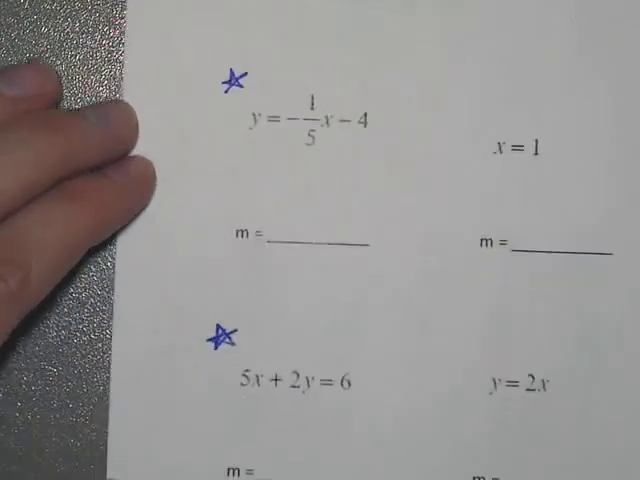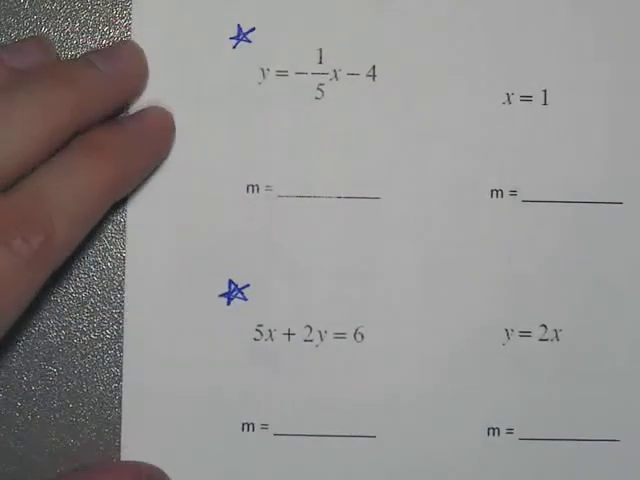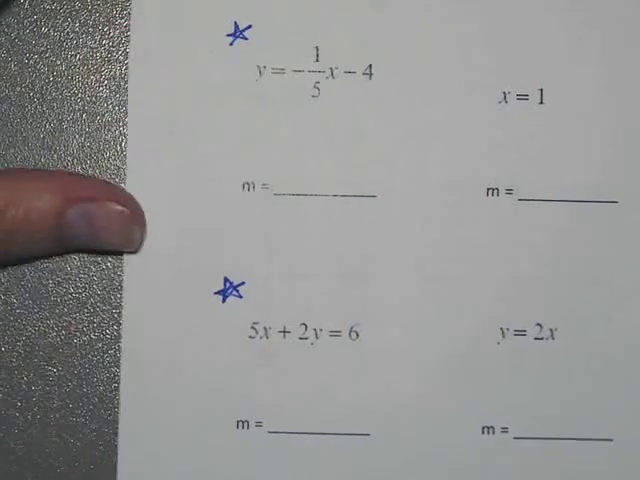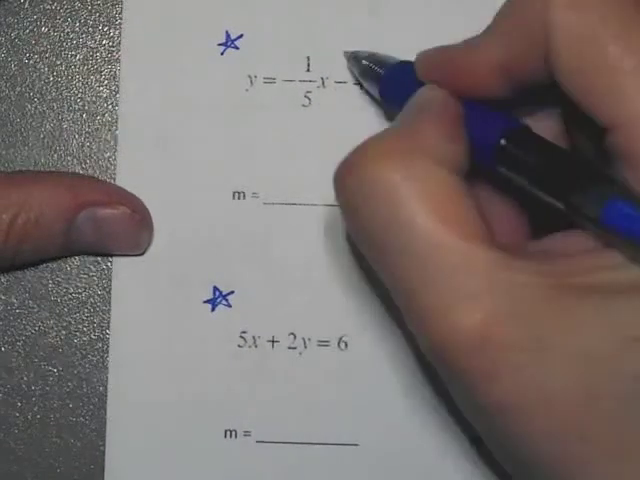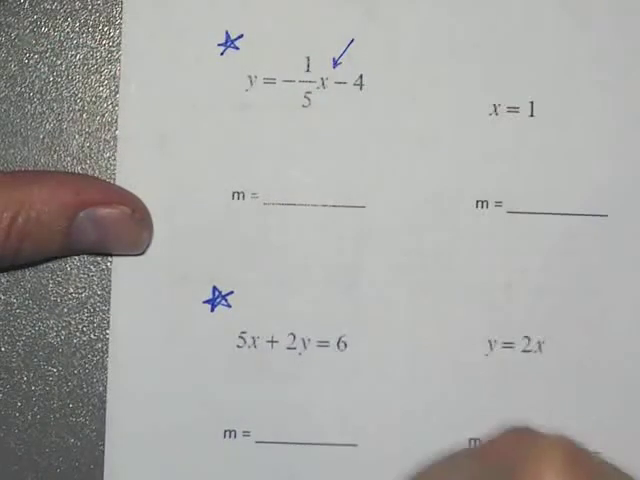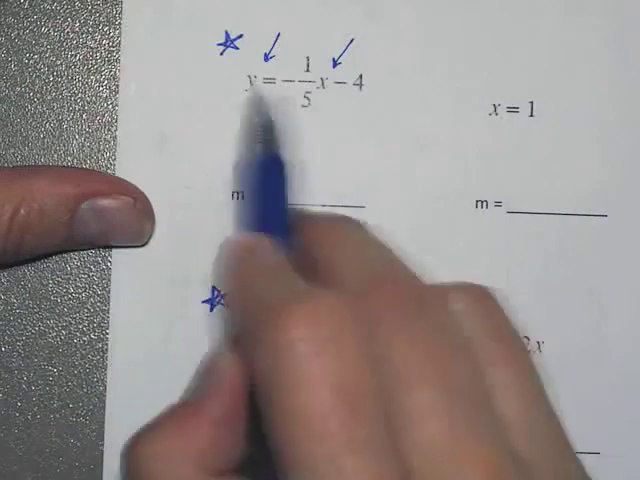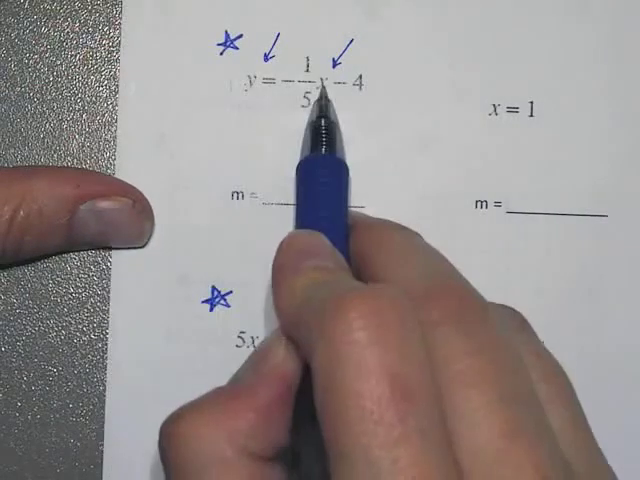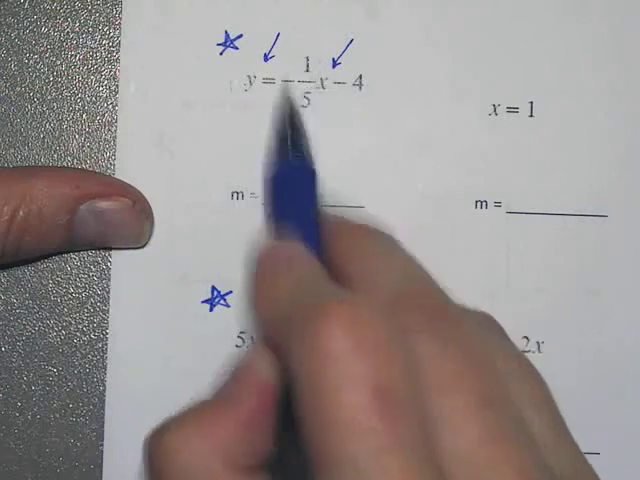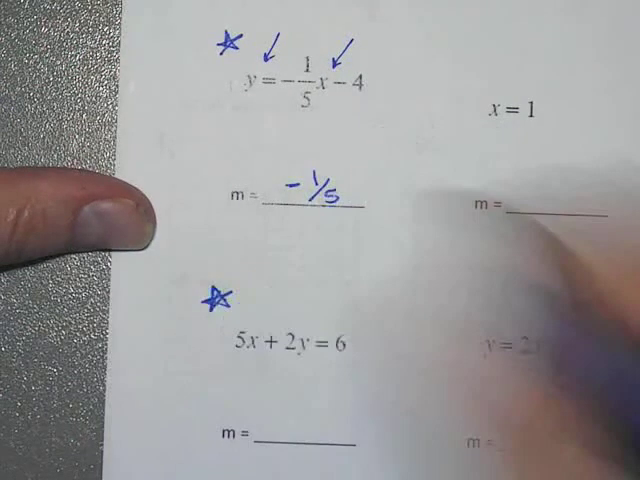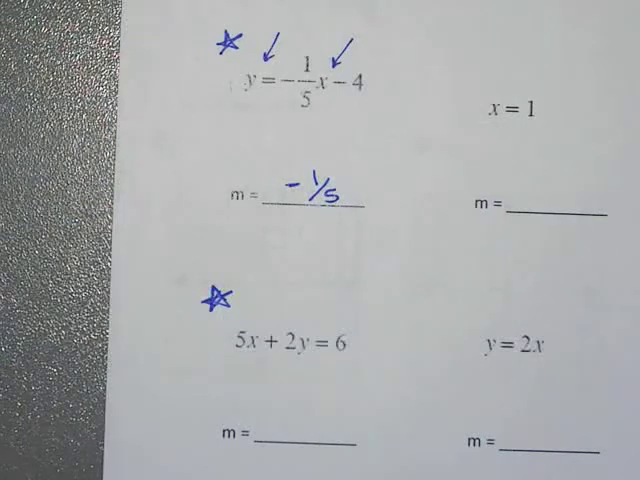When we're given equations of lines like we are down here at the bottom, so these are the bottom left two problems here on this part of your paper, what we're looking for is the value that's attached to x when y is by itself. So in this situation, y is all alone, here's my x, I'm looking for the coefficient or the number that's attached to that x. So this one's really easy. The slope is -1/5. It's that number attached to x when y is all alone.